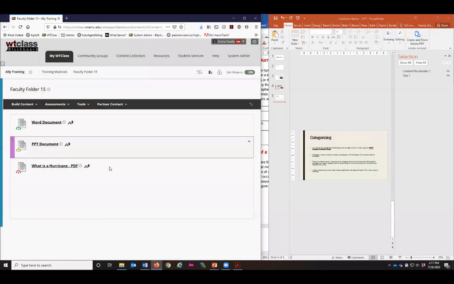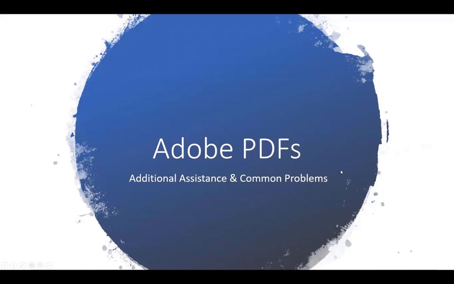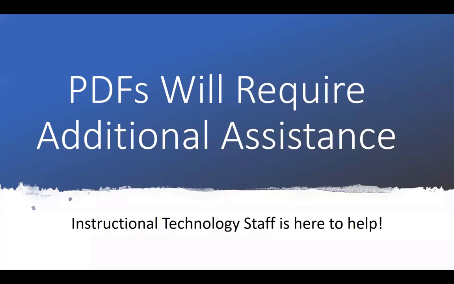All right, so our last one are PDFs. So let me switch back over to my slideshow here. There we go. So with PDFs, there's sometimes some tweaky things with it. So PDFs almost always will require some additional assistance. You can always try to do it on your own with Ally, but we want to let you know that there are some things that are very difficult to understand and figure out how to fix.